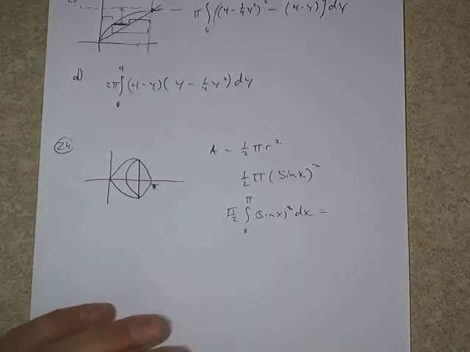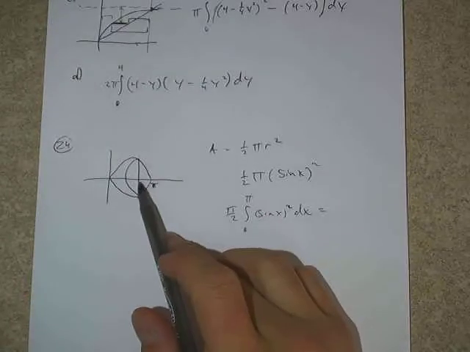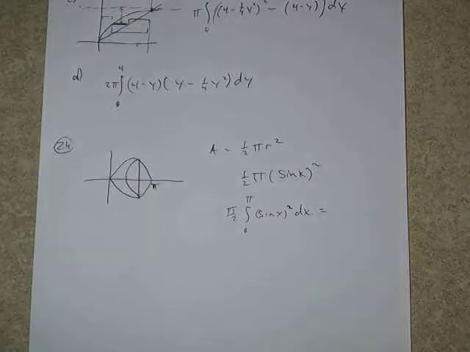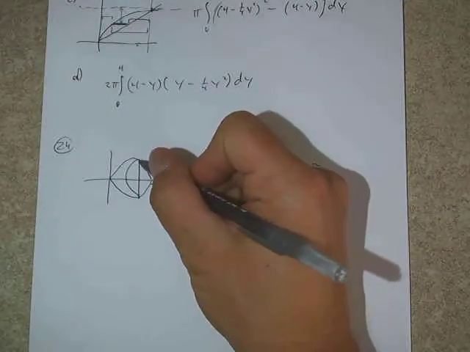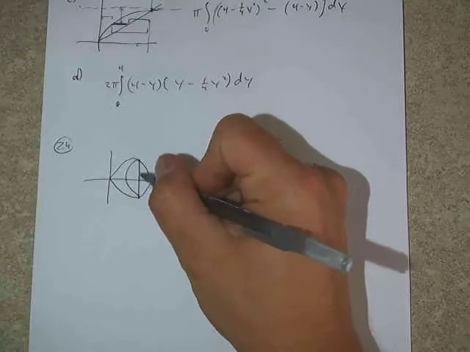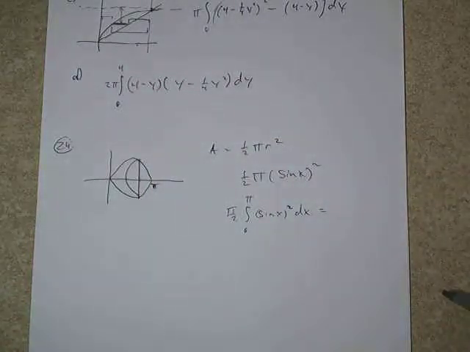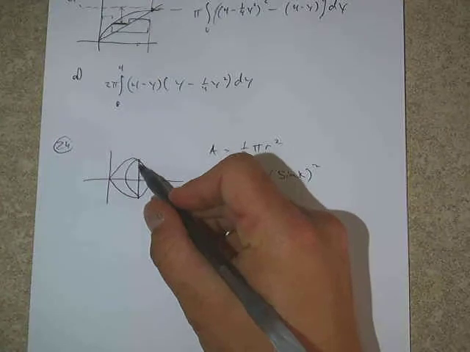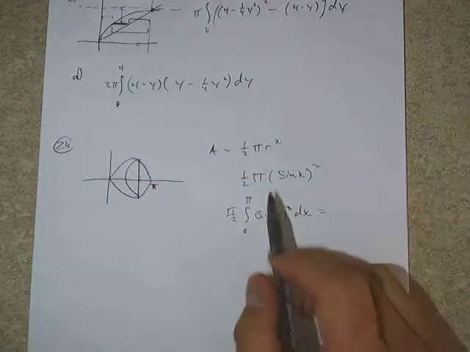And how do I find the area of all the slices, which ultimately is a volume? We write an integral. So we'll take 1/2 pi out in front, go from 0 to pi of sine x all squared dx. And then from there it's a calculator problem.